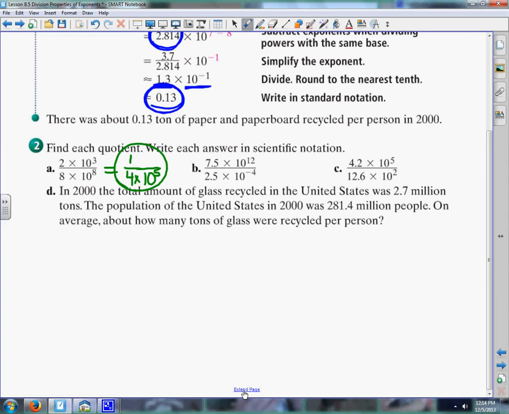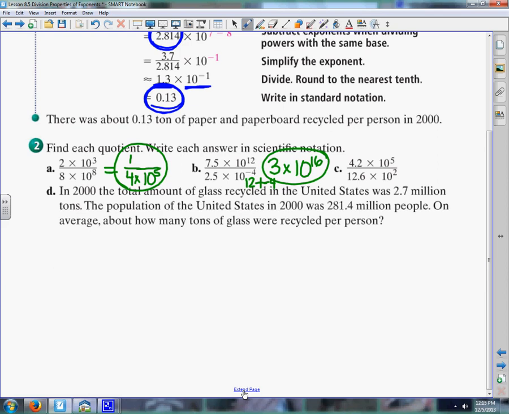7.5 divided by 2.5 is 3. And I have 12 tens on the top and negative 4 tens on the bottom. So I would subtract those, and that would give me 8. So then, no, it would give me 16. It's 12 minus negative 4 because it's a negative. So I have to put that in, and it would be 12 plus 4, which is 16. So 3 times 10 to the 16th power.